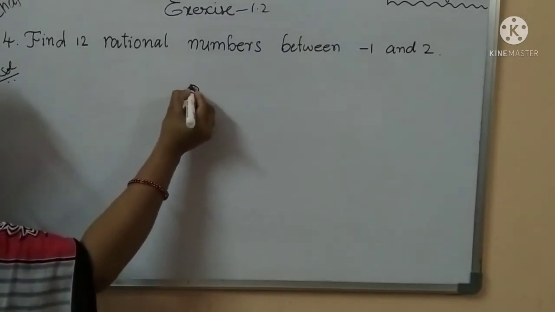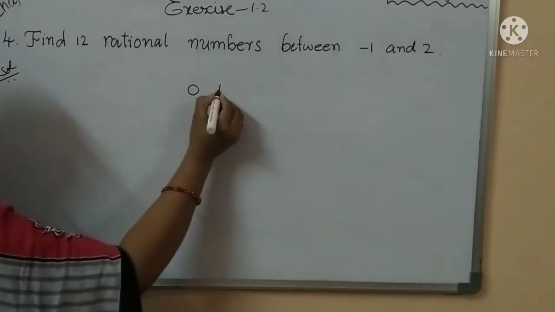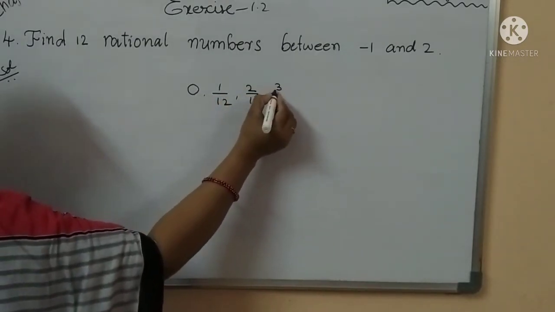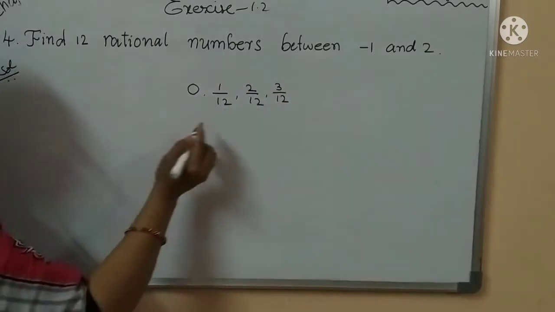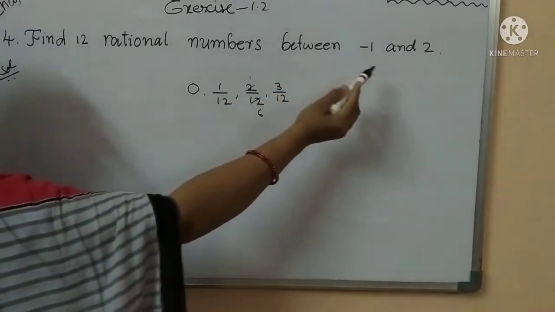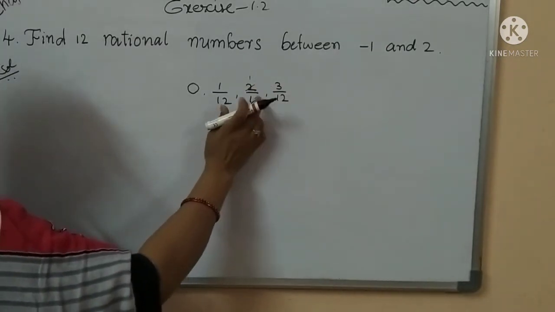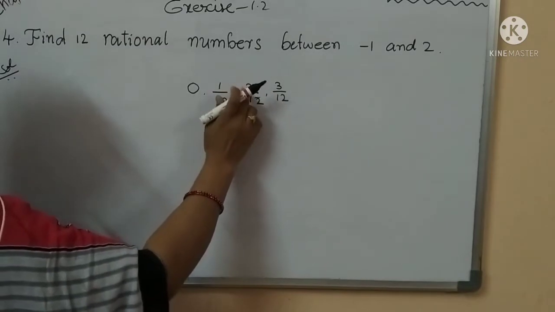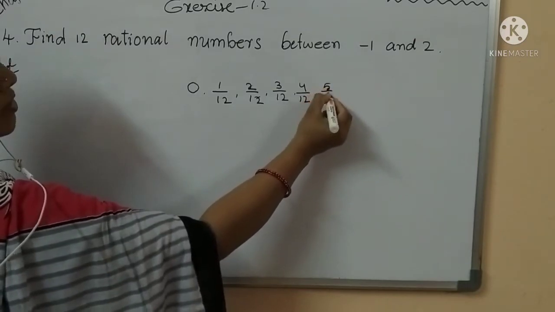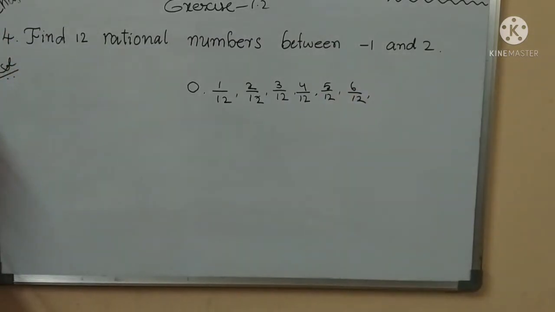0, since we need 12 rational numbers, write the denominator 12: 1 by 12 and 2 by 12, 3 by 12. Observe that 2 goes 1 time and 6 times, so here 1 by 6. Then 3, how many times possible? 4 times, so 1 by 4 we will get. Then 4 by 12, which is 1 by 3, 5 by 12, 6 by 12, it means 1 by 2.